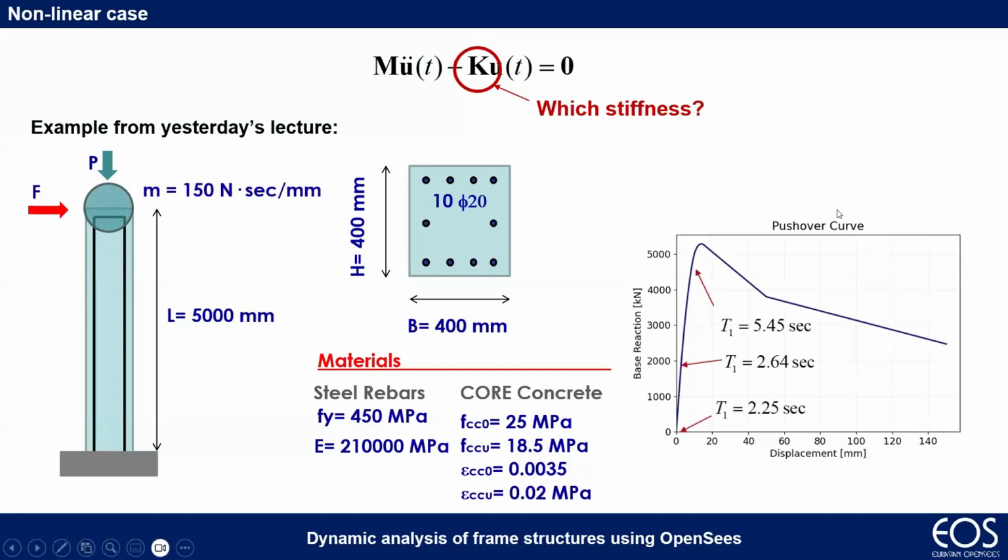For example, I run it for you. Here it's 2.25 seconds. Here it's 2.64, since the stiffness is changing. Here is 5.45, and so on.